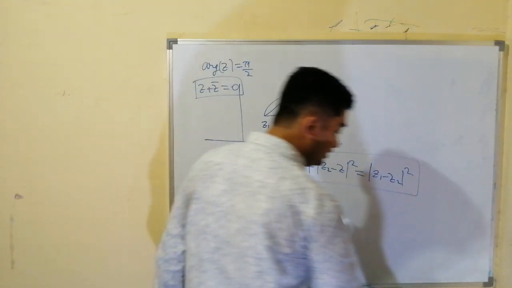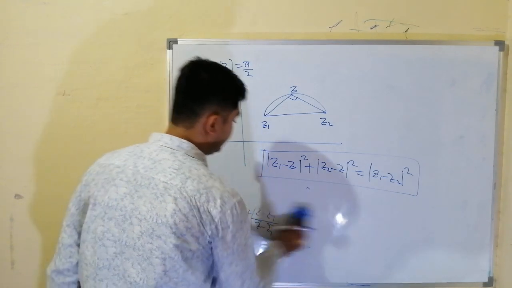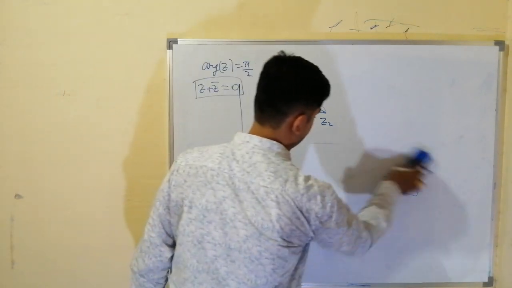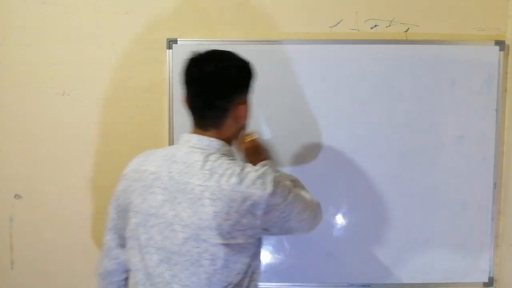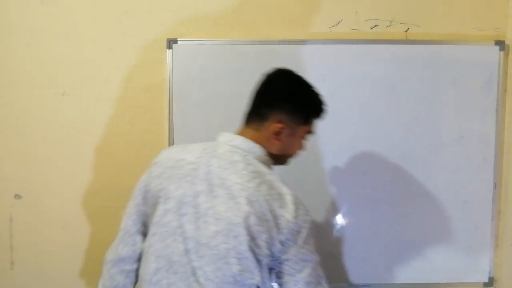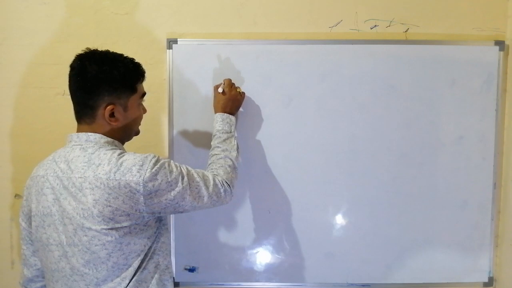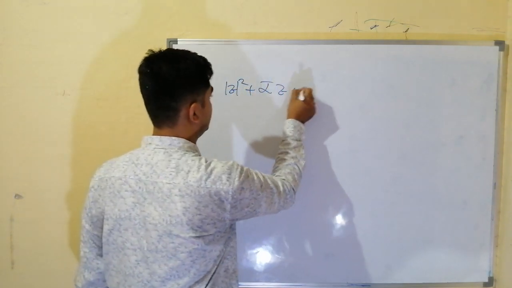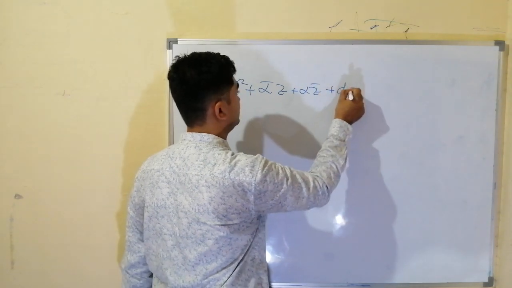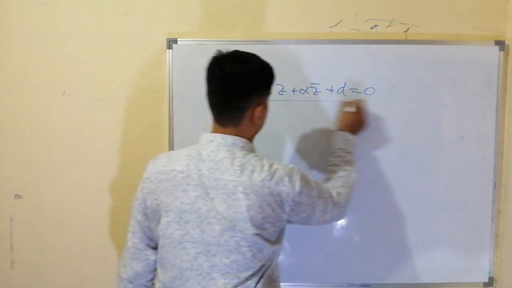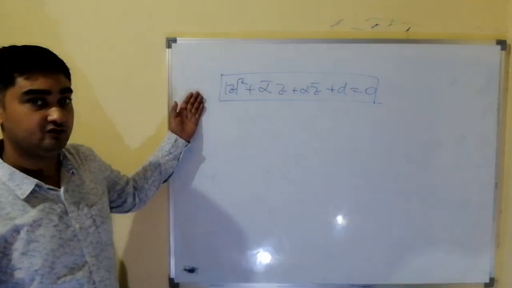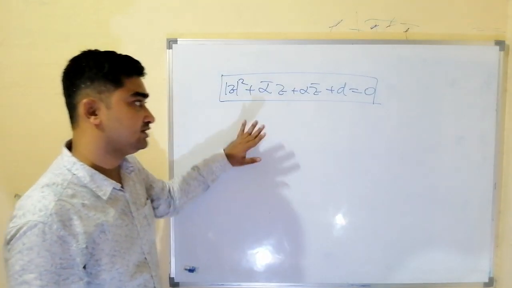Now we will see the equation of a circle in standard form. What is this? It is mod of z square plus alpha bar z plus alpha z bar plus d is equal to 0. It is the equation of a circle in complex form. It is the standard form of the equation of a circle in complex form.